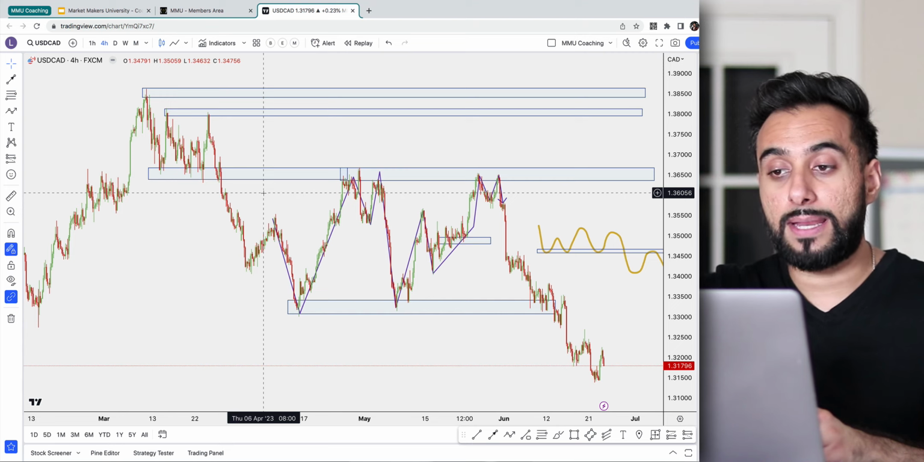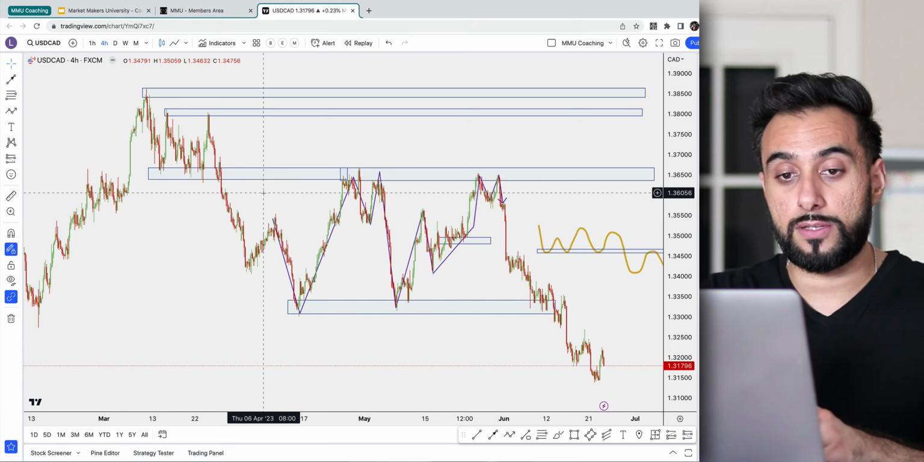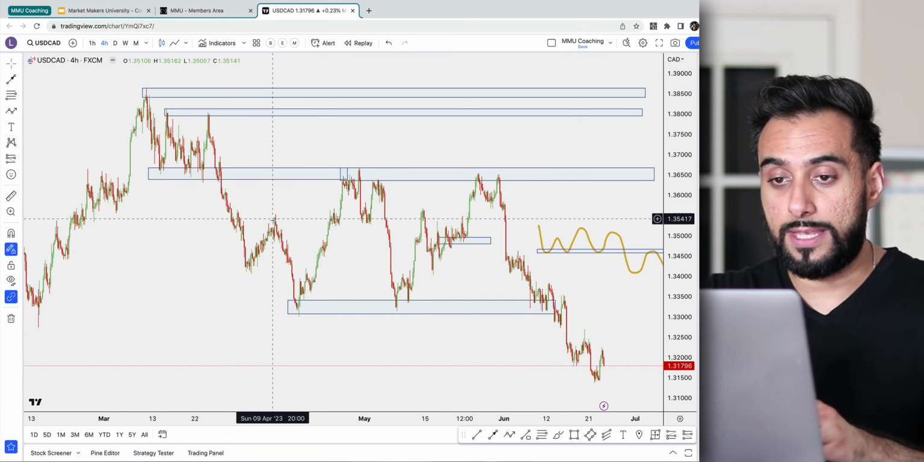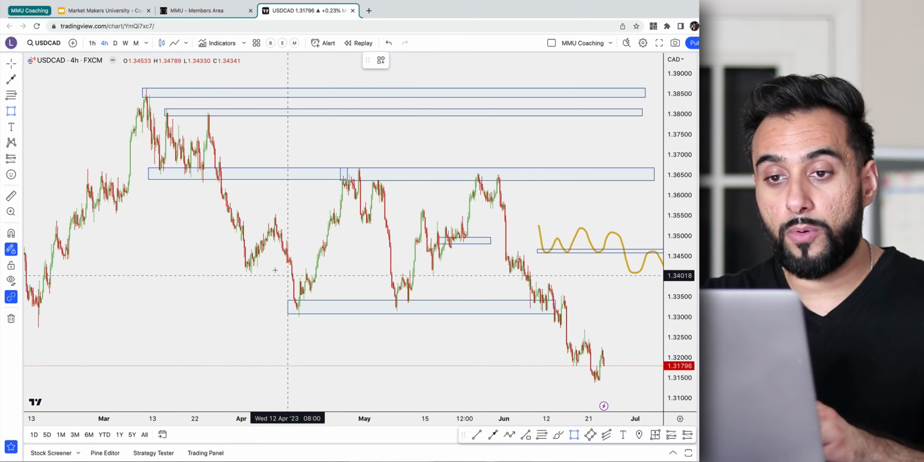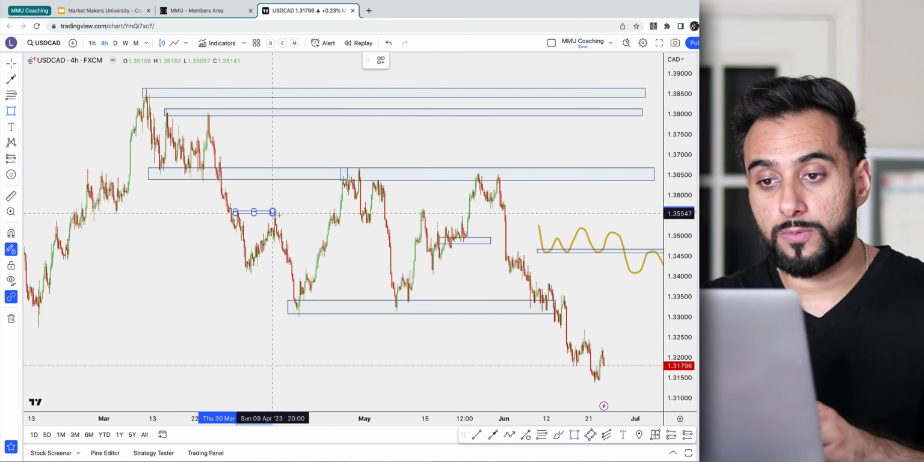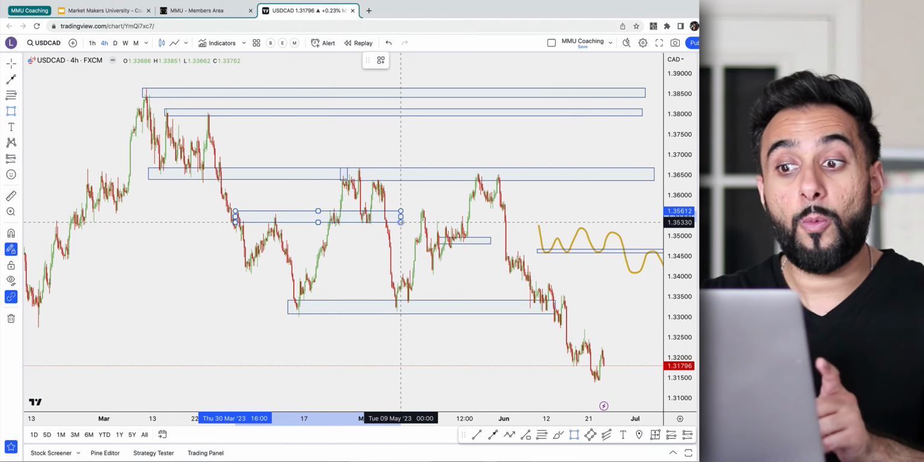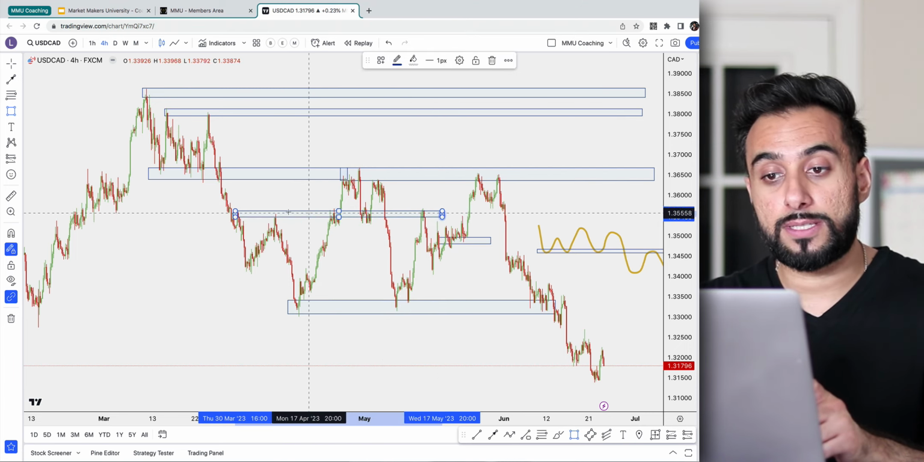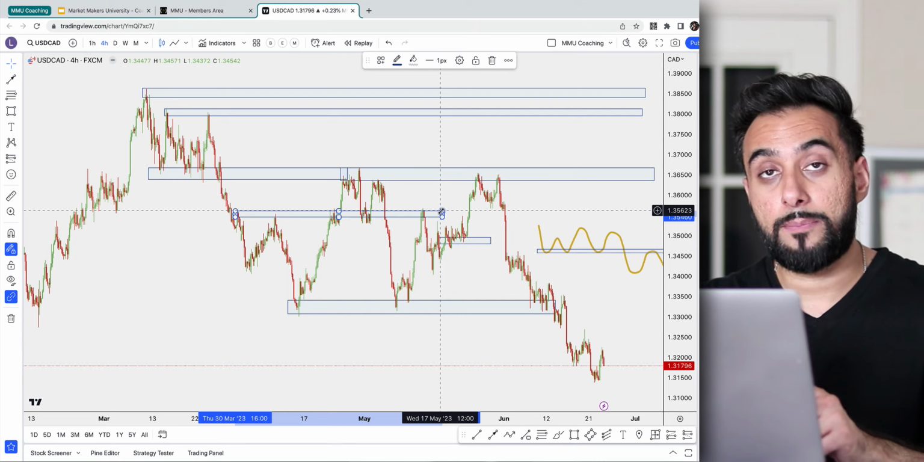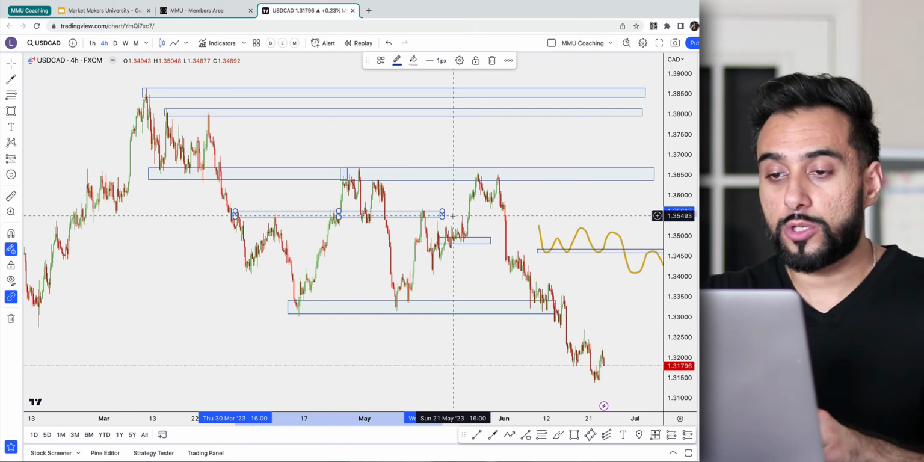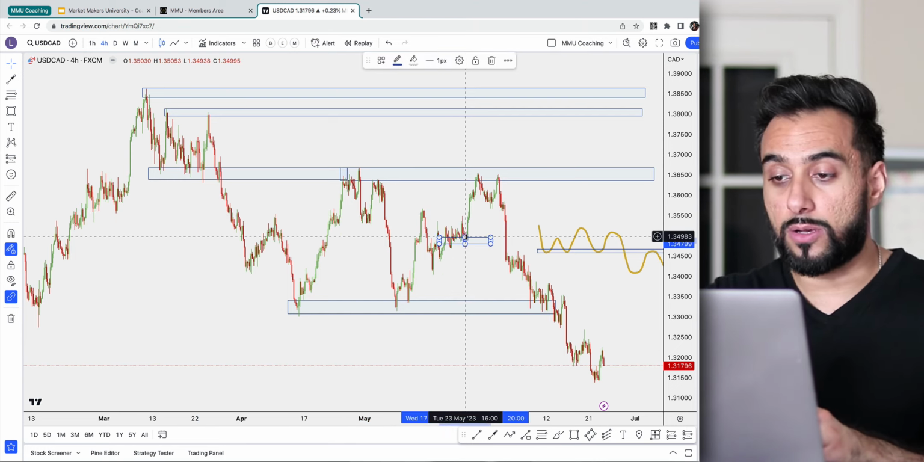The same thing can happen the opposite way. So it can happen vice versa as well. So let me give an example. This area right over here at one point was a resistance, and at one point turned into a support, and then at one point turned back into a resistance. So this is a strong key level that might be important to watch out for. So the question is, how do we actually enter trades on these zones?